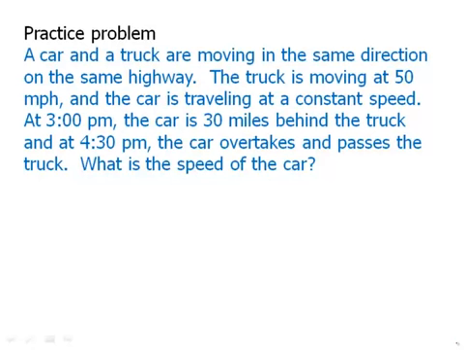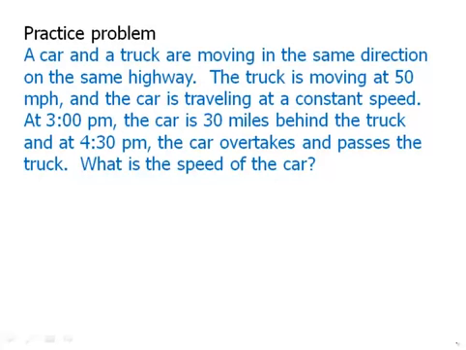Okay, a car and a truck are moving in the same direction on the same highway. So same direction, we subtract the speeds. The truck is moving at 50 miles an hour. We know that speed. The car is traveling at a constant speed. At 3 p.m., the car is 30 miles behind the truck, and at 4:30, the car overtakes and passes the truck. What is the speed of the car?